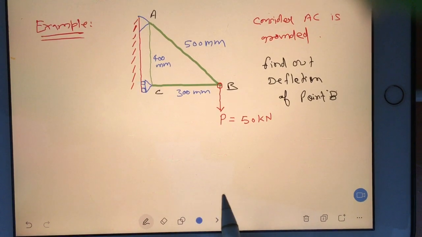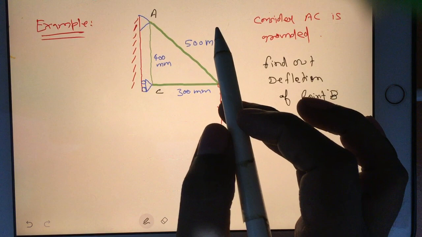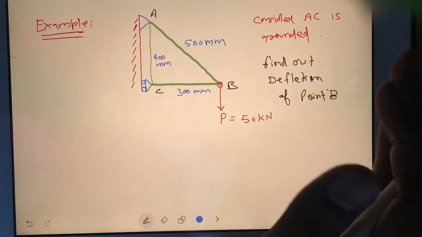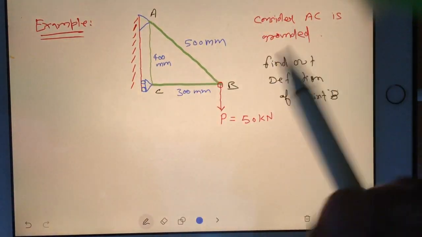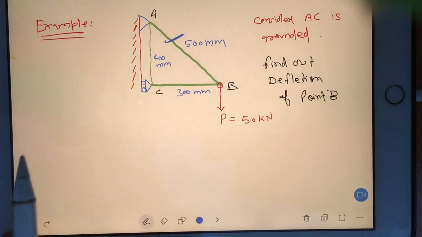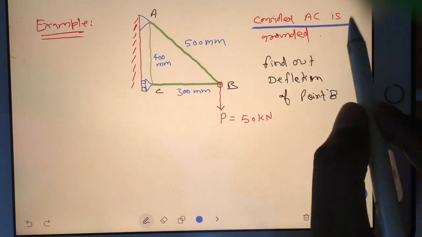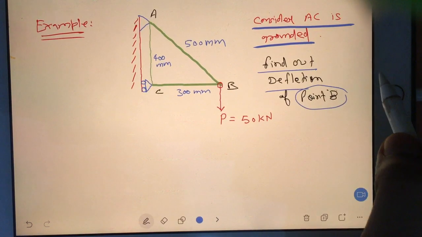Actually, in this question, whatever diagram you are seeing, this is a truss. Now in this truss, you have a total of 3 members: member AB, member BC, and member AC. This is member AB, this is member BC, and this is member AC. Now you just consider AC is grounded. Then we have to find out the deflection of point B.